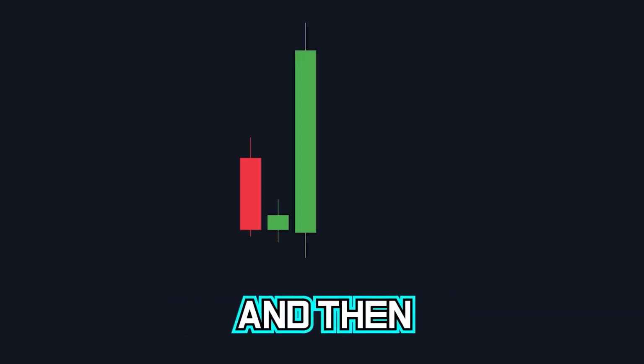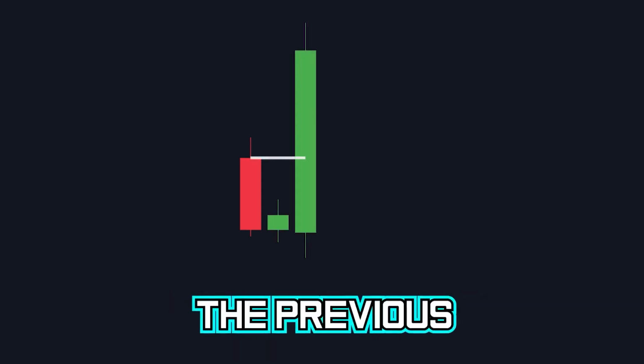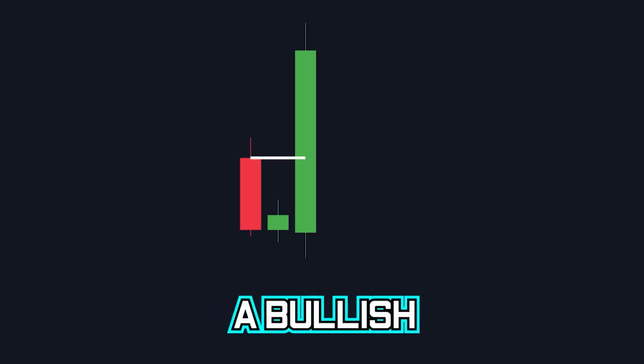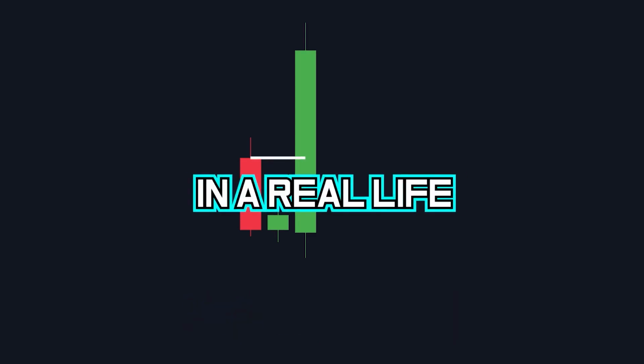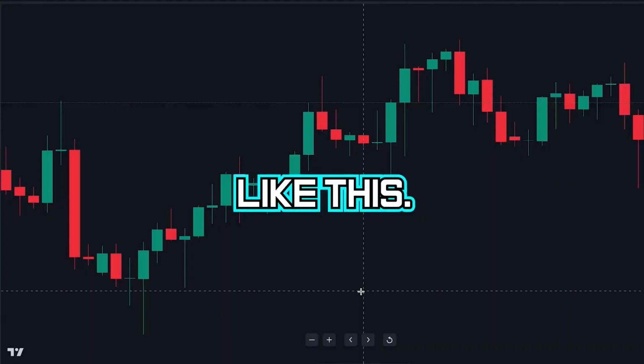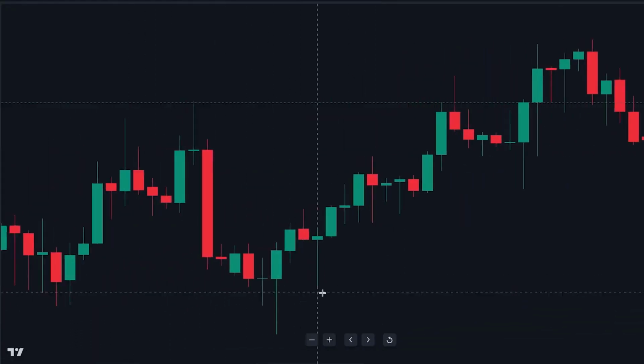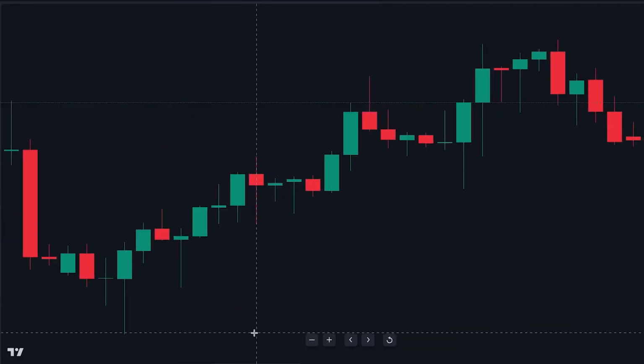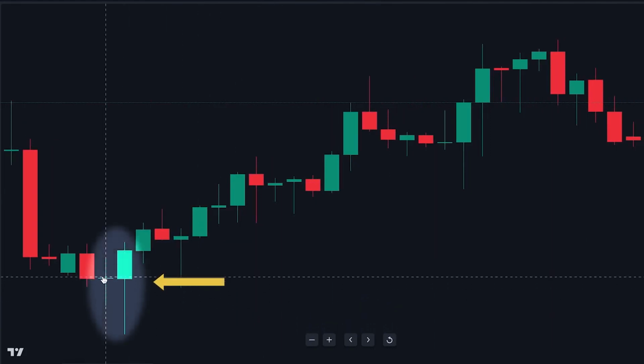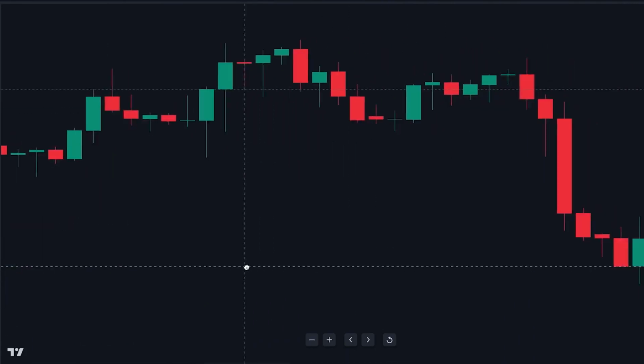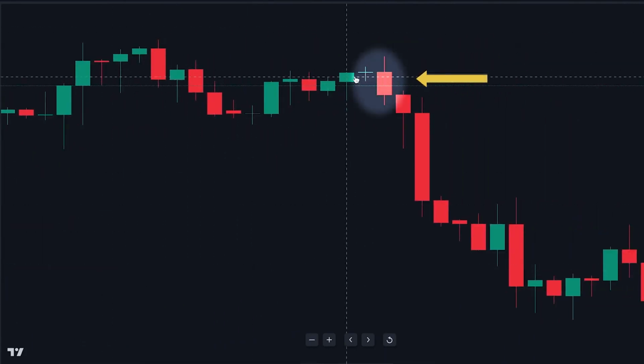You have a bearish candle followed by a weak bullish candle and then a strong bullish candle that breaks the previous candle's high and signifies a bullish trend. In a real-life example, the pattern might look like this. As you can see, the pattern can sometimes have doji candles or tweezer bottoms in its formation. To identify this pattern, what you need to remember is that this pattern is usually a combination of several other patterns, which makes it stronger than most.